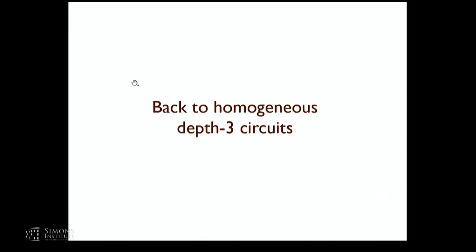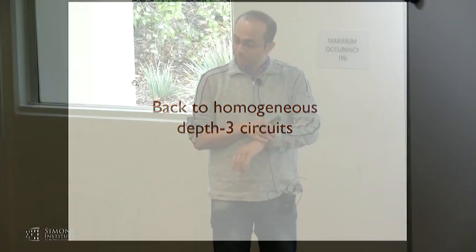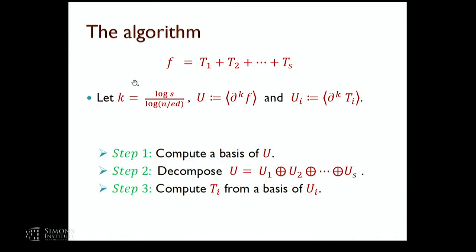We can now go back to the homogeneous depth three circuit. I can describe the algorithm now. Any questions so far? How much time do I have now? 15 minutes. 15 minutes, okay. All right, so the outline of the algorithm is very simple. Step 1, you compute the basis of U. In step 2, you decompose. That's the main step. And step 3, you find the individual terms from the U_i's.